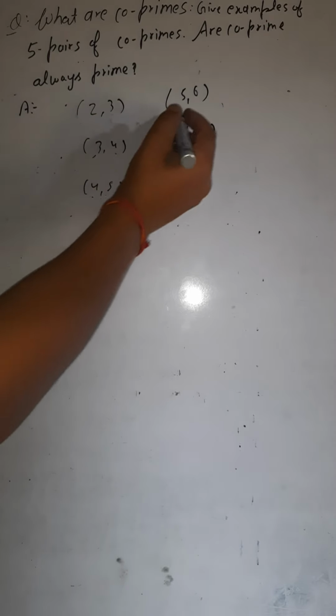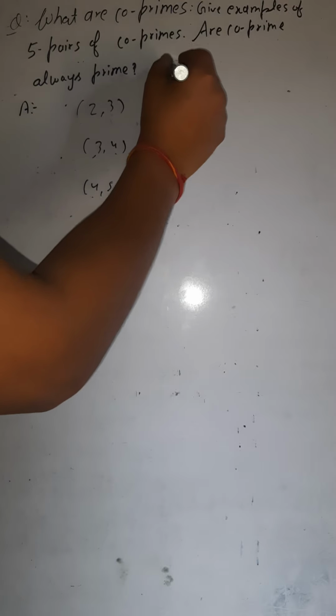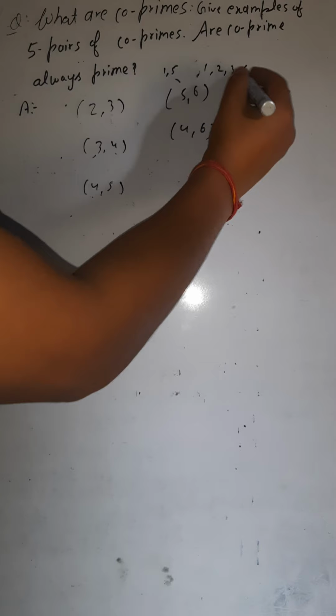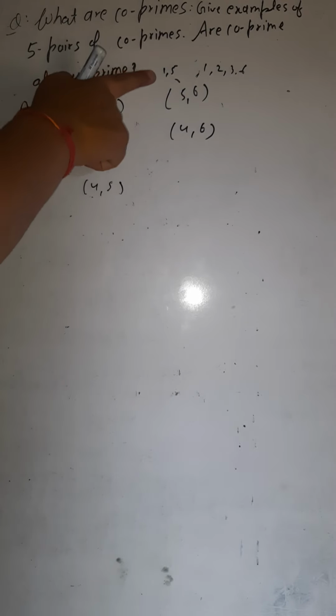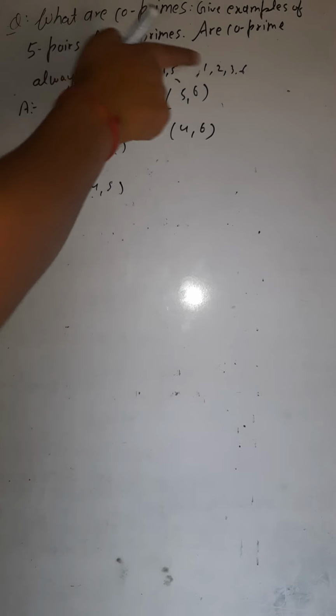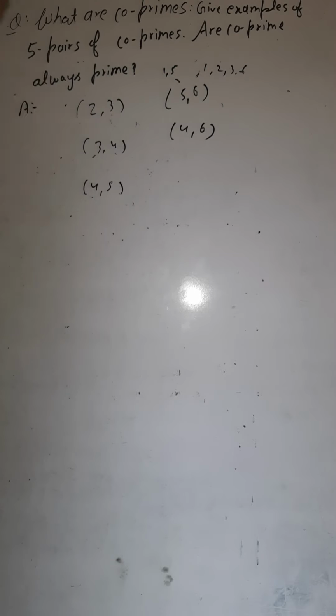5 and 6: factors of 5 are 1, 5, and factors of 6 are, what are the factors of 6? 1, 2, 3, 6. Again you would get only one common factor. What is the common factor between 5 and 6? That is 1. 1 here, 1 there also. So the common factor is only 1 here.